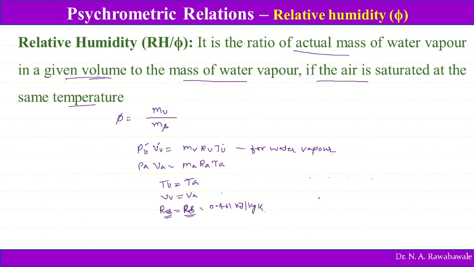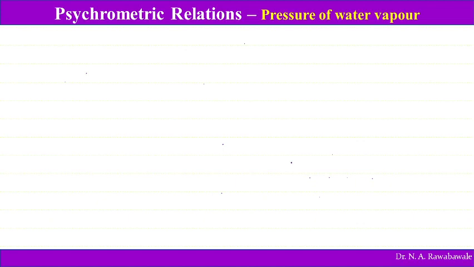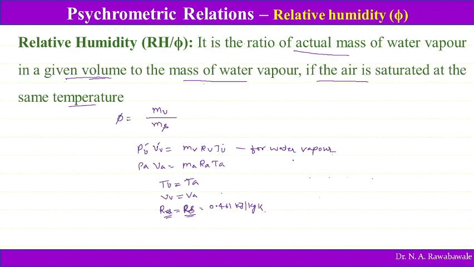So now what we do, this equation phi is equal to mv divided by ms. So mass of water vapor per unit volume to the mass of water vapor in a saturated air per unit volume of air. So this is nothing but the relative humidity or humidity ratio. So this can be written like this: phi is equal to mv divided by ms, and this is nothing but PV divided by PS.